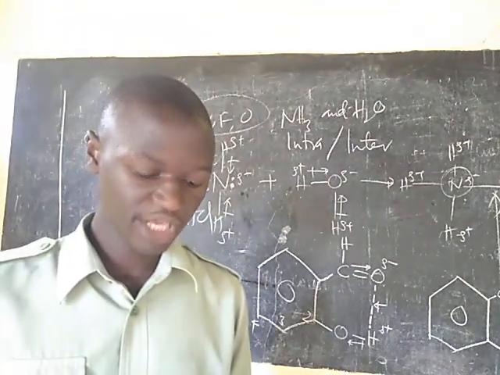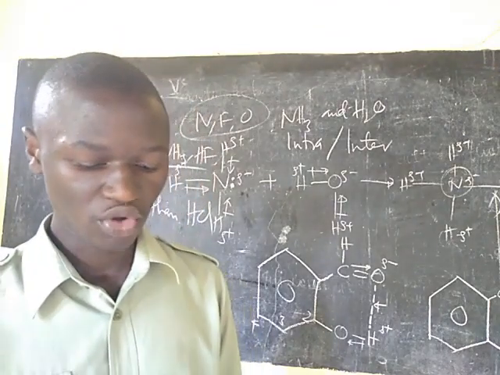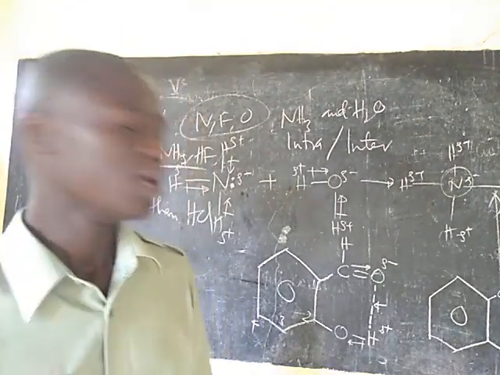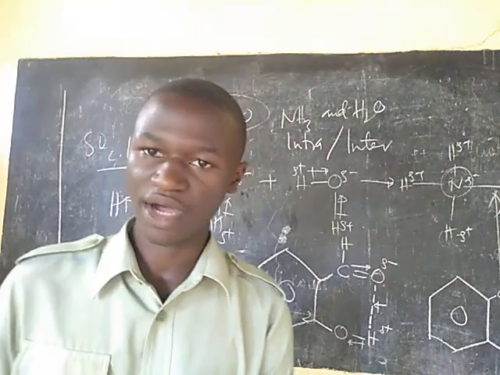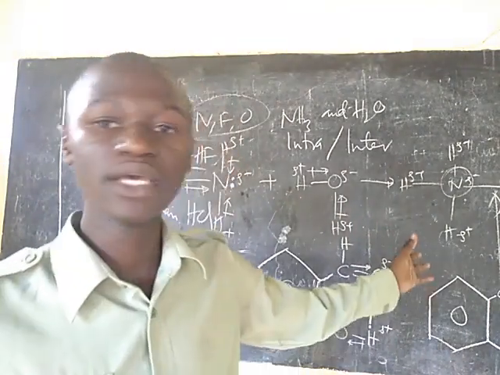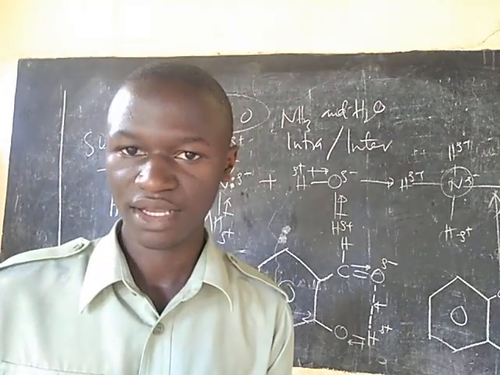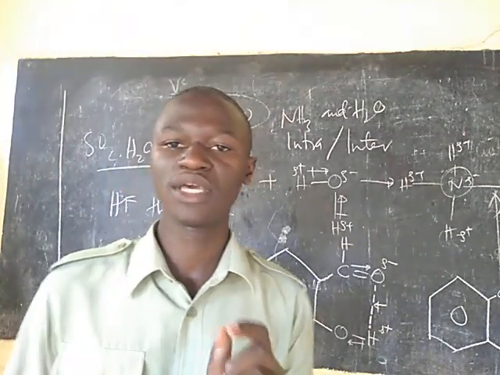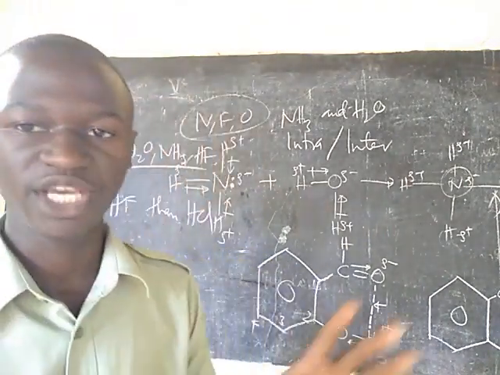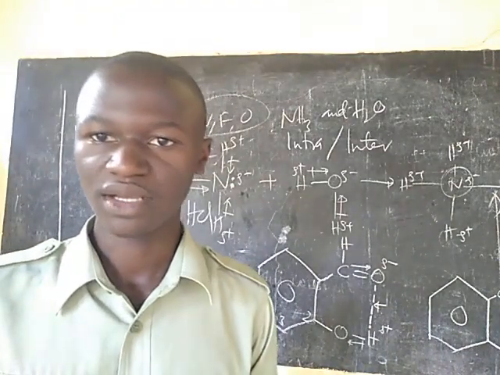So another effect is that hydrogen bonding causes compounds to be soluble in water. So for example, the ammonia molecule will be soluble in water. That's only because the ammonia has the ability to form the hydrogen bond with water.